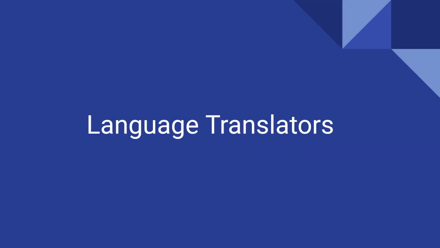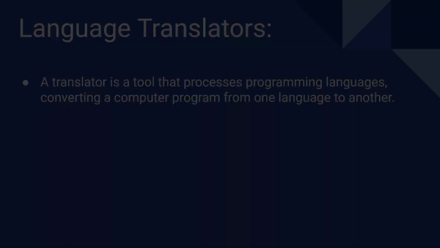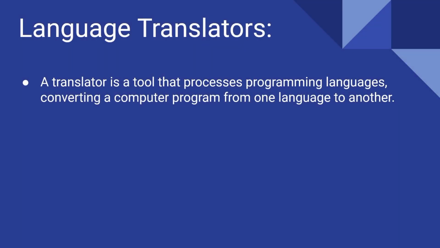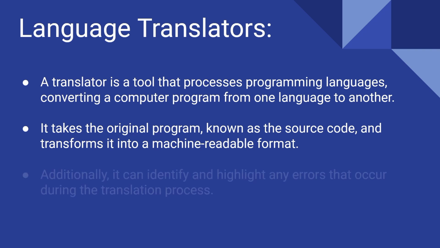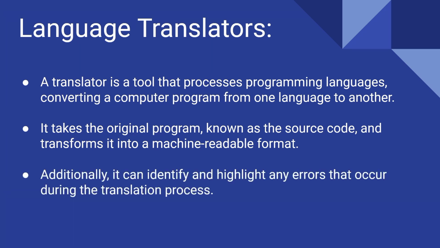Today's topic is language translators. What is a language translator? A translator is a tool that processes programming languages, converting a computer program from one language to another. It takes the original program, known as the source code, and transforms it into a machine-readable format. Additionally, it can identify and highlight any errors that occur during the translation process.